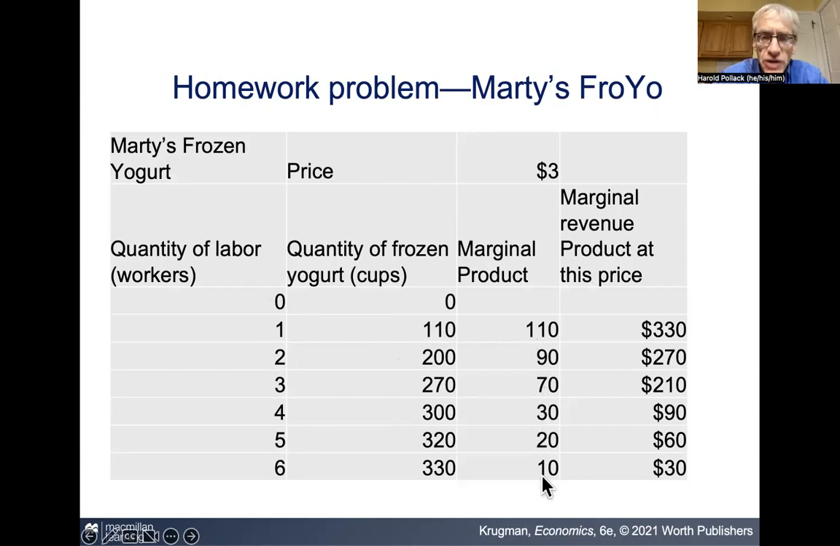Now, one of the things that we look at is how much more money is coming in the cash register because you had another worker. Let's say that frozen yogurt sells for $3. I just made that up. Well, then the first worker, you're getting $330 more in the cash register because they're there. The second worker, you're getting $270 more because they're there. The third, 210, and it works its way down.